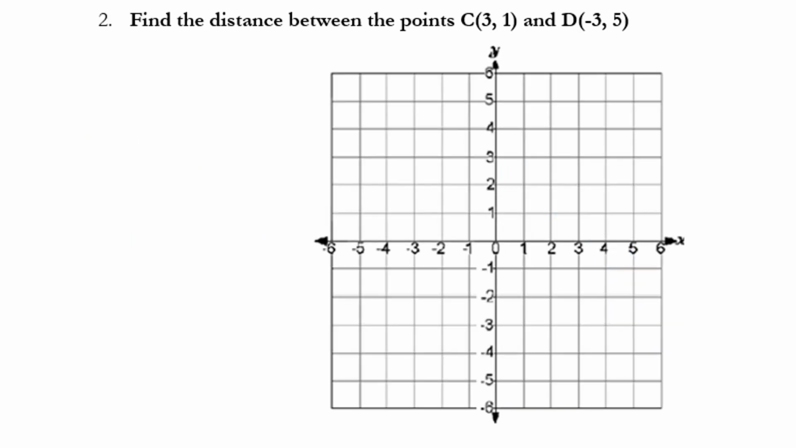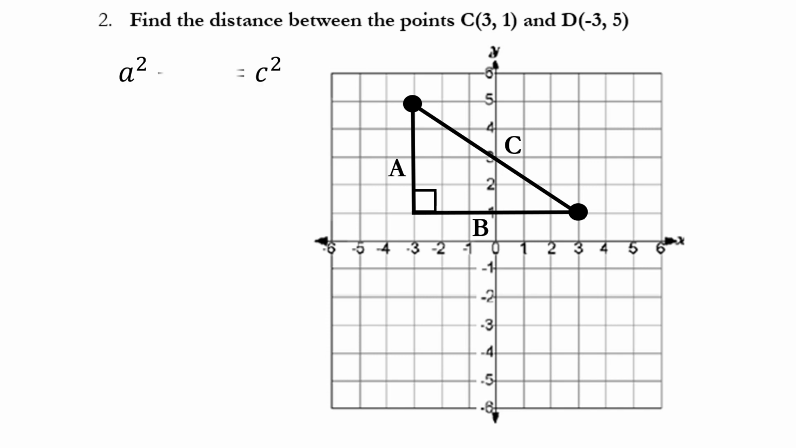Find the distance between points C, (3, 1), and D, (-3, 5). So the first step we have to do is graph the points. C is located at (+3, +1), and D is located at (-3, +5). So this is the distance we're trying to determine. Let's go ahead and create our right triangle so that we can use the Pythagorean theorem to find this distance. Our right angle is always across from our C value, and it doesn't matter which side you label A or B, just as long as the C side is labeled correctly. Let's go ahead and begin plugging these values into our formula.